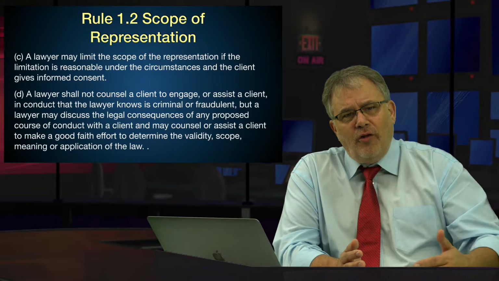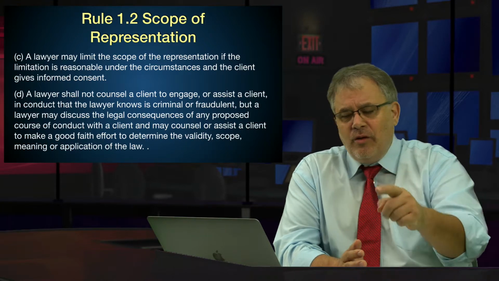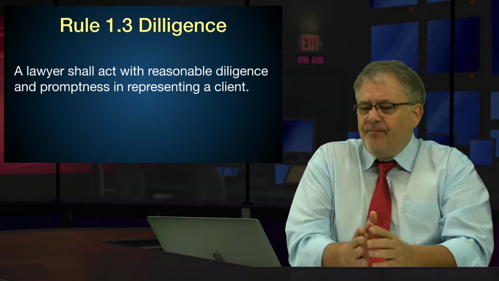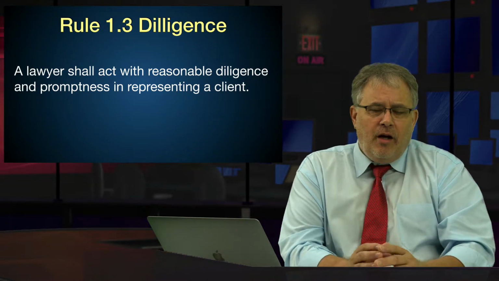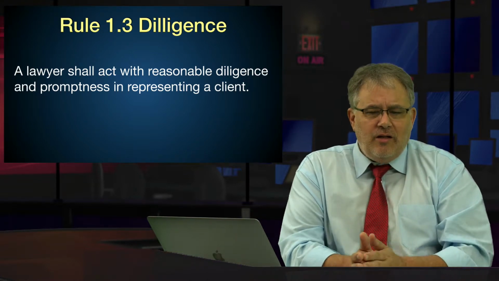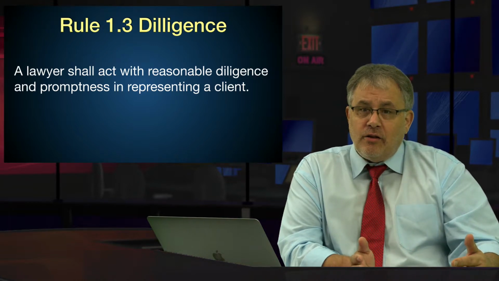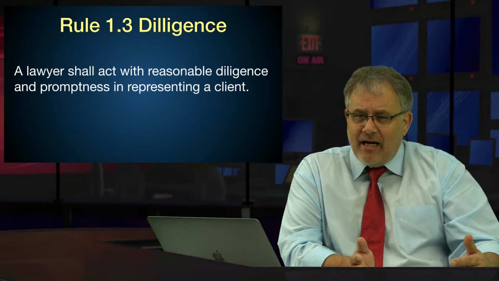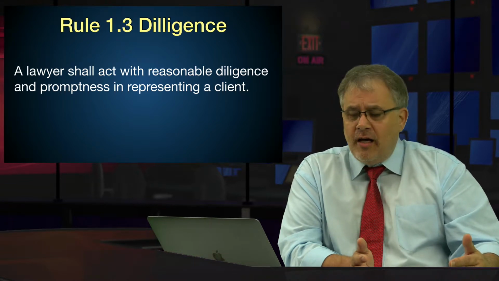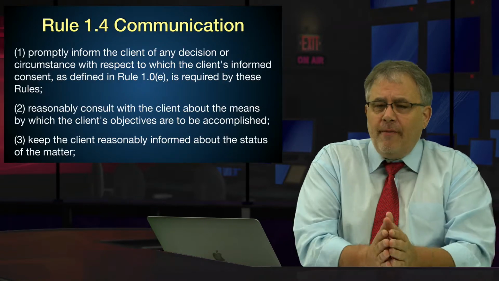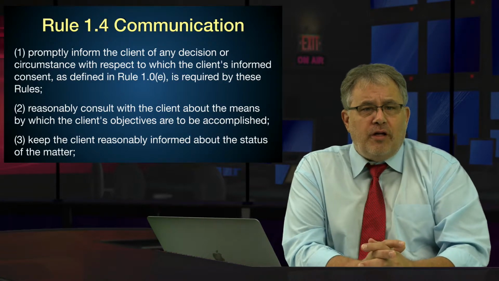So if we draw these boundaries clearly, we don't have these issues. Rule 1.3 is the diligence issue. Do your job. Be prompt in representing the client. Don't slow play it unless there's a valid, tactical, or strategic reason to slow play it. And make sure the client knows what you're doing and keep them informed as to what decisions you're making and why. Rule 1.4 is the communication rule.